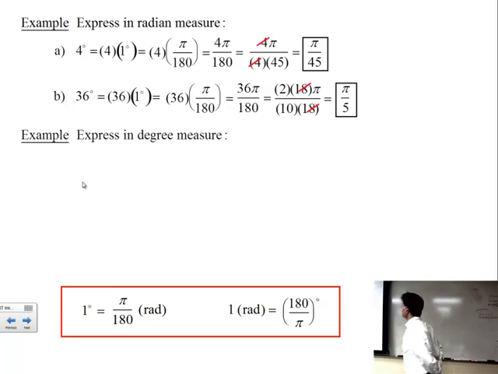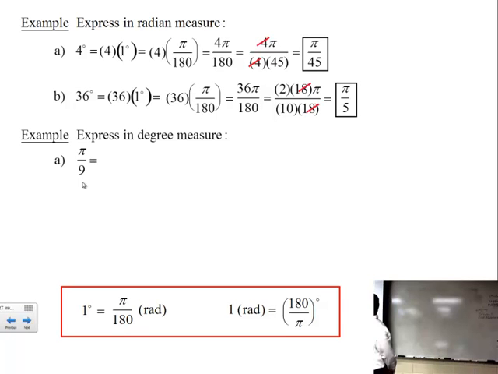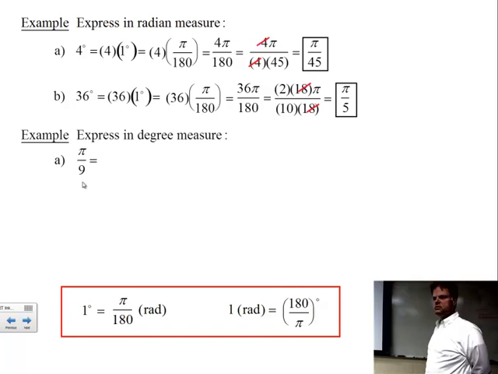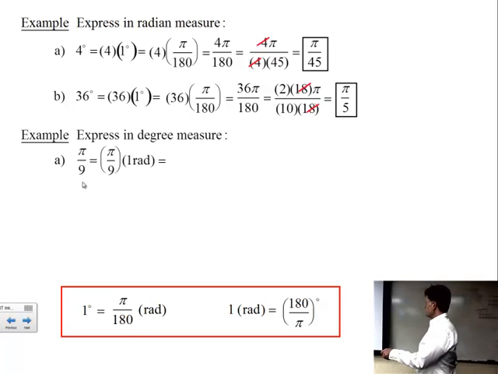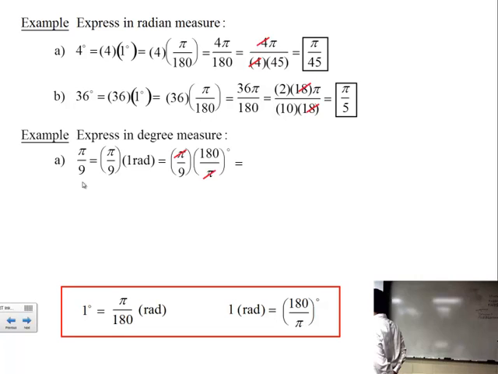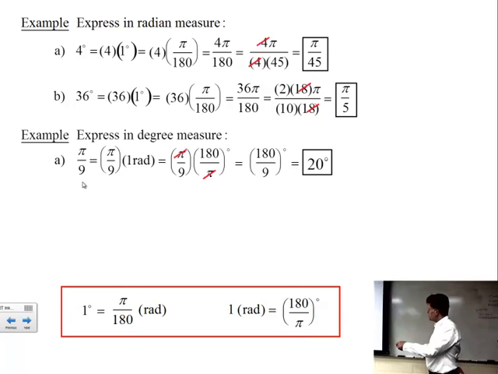Enough said. All right, so let's go back from radians to degrees. So pi over 9 radians. Pi over 9. So that's 1/18 of a complete revolution. What's that in degrees? Well, 1 radian is 180 degrees over pi, so it's pi over 9 times 180 degrees over pi. The pi's cancel, and I get that, which is what? 20 degrees.